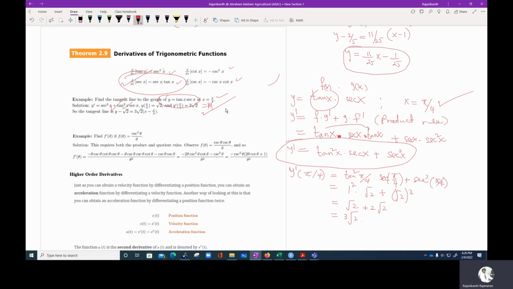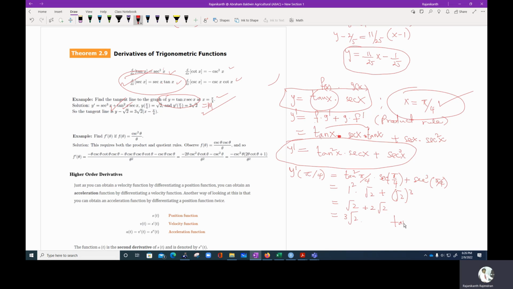Like earlier, you could use the formula y minus y1 equals m times x minus x1 to find the tangent line. Remember, you are given only the x coordinate, right? You always have to find the y coordinate by plugging pi over 4 into the given function, the original function. So plugging x equals pi over 4 here, y is tangent pi over 4 times secant pi over 4, which is simply square root 2. So the y coordinate is square root 2.